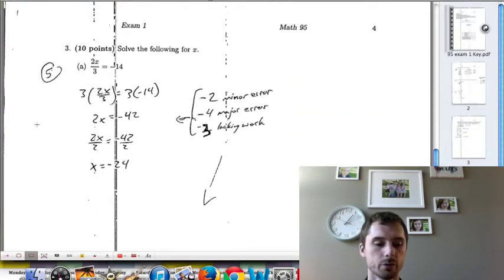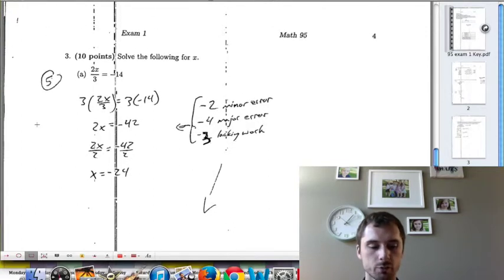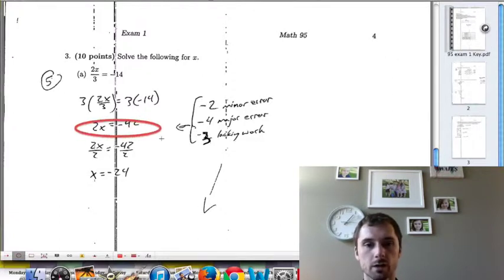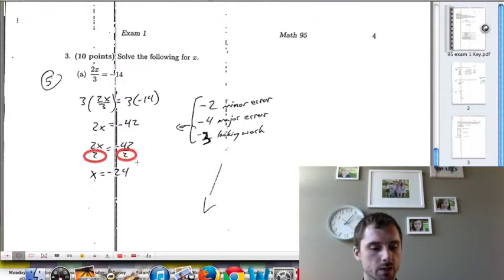All right, number 3. This is 2 parts, so each part's worth 5 points. Here we have 2x divided by 3 equals negative 14. Since the 2x is being divided by 3, I'm going to undo that by multiplying. So I multiply both sides by 3. So 2/3 times 3 ends up being 2. That's why we used it, because we wanted to eliminate that divided by 3 part. So we have now 2x equals negative 42. That's the 3 times negative 14.